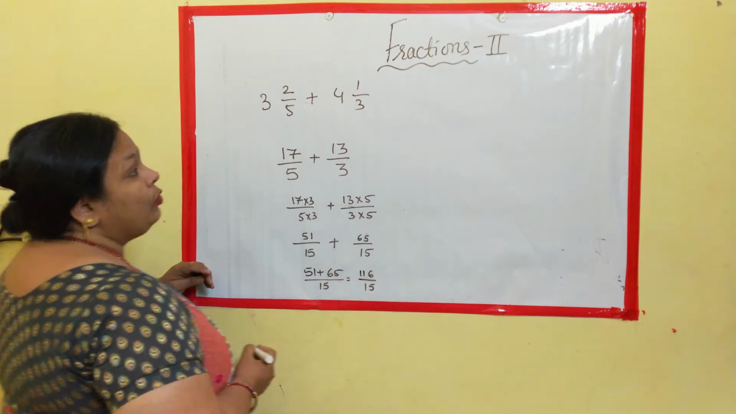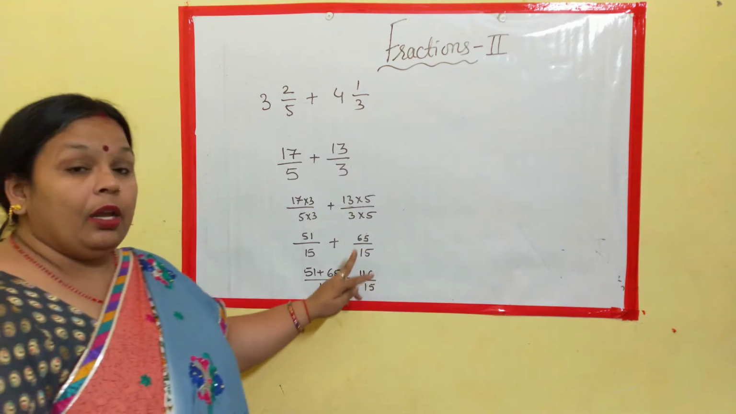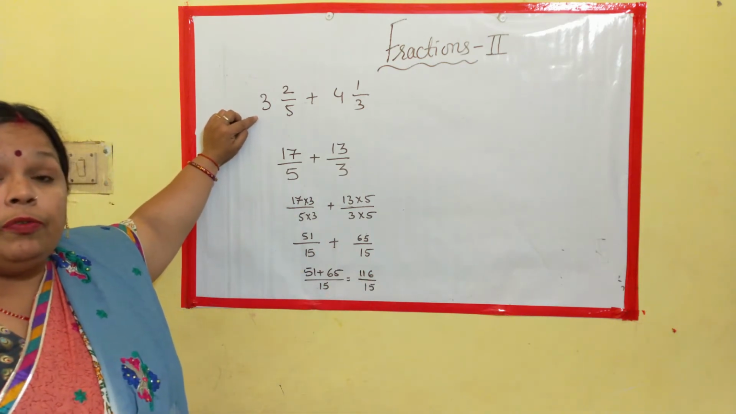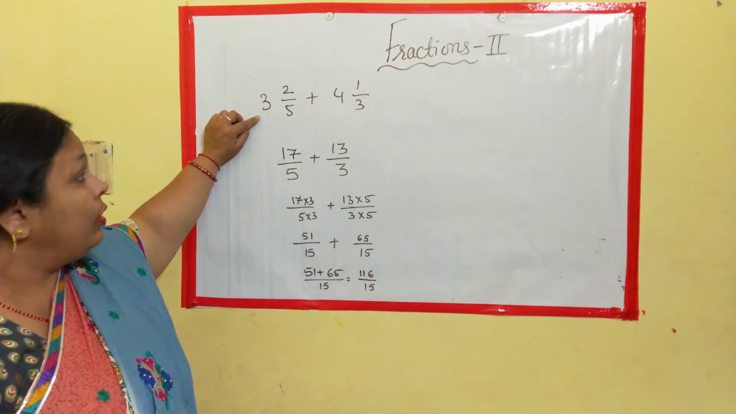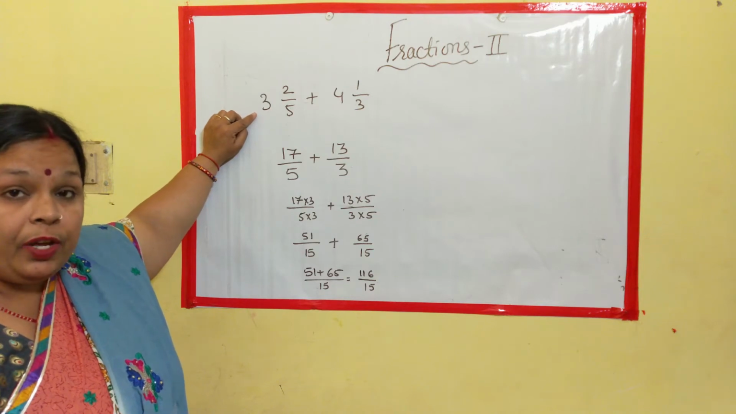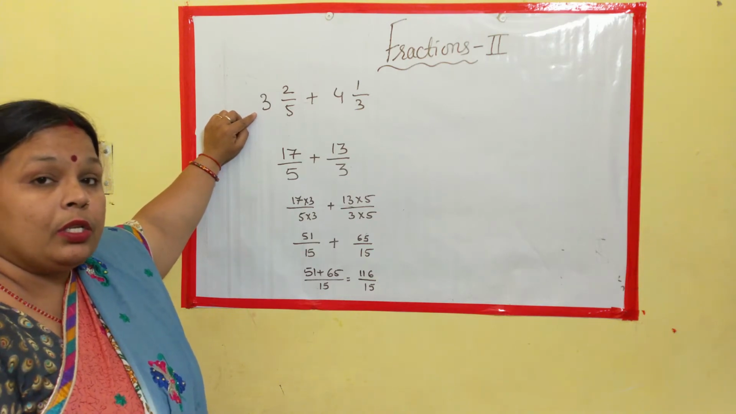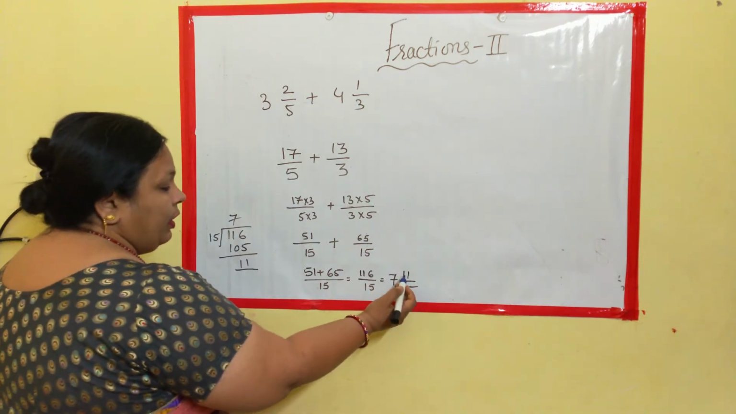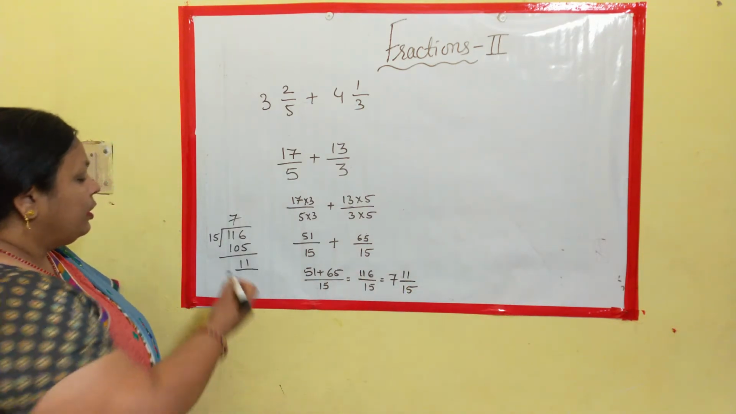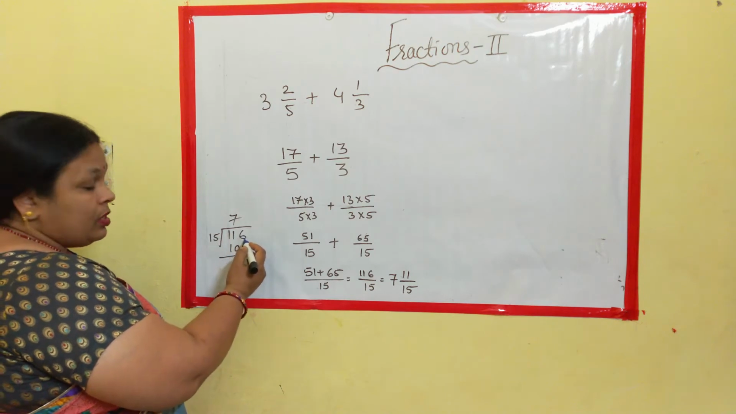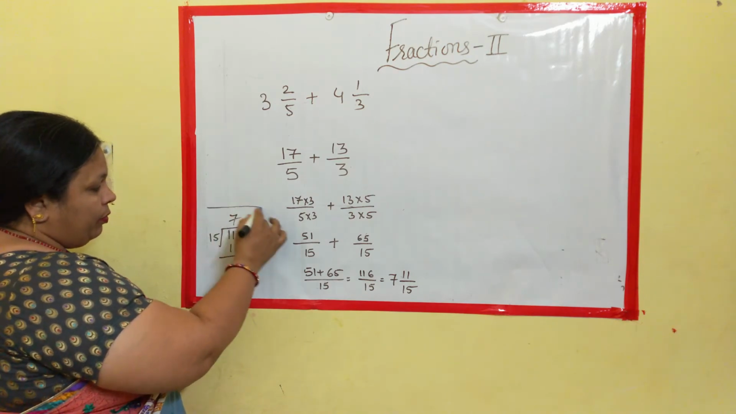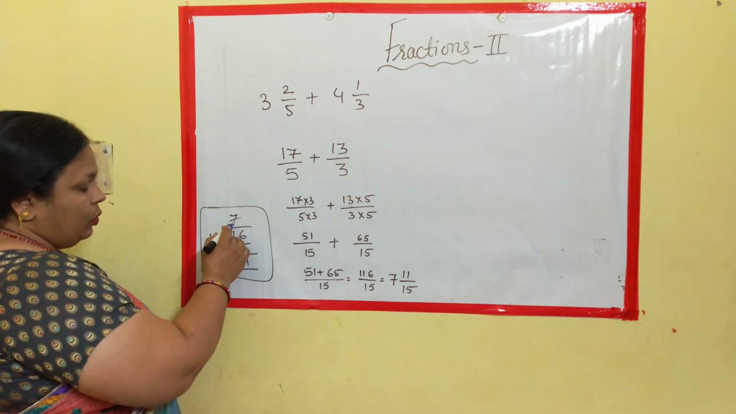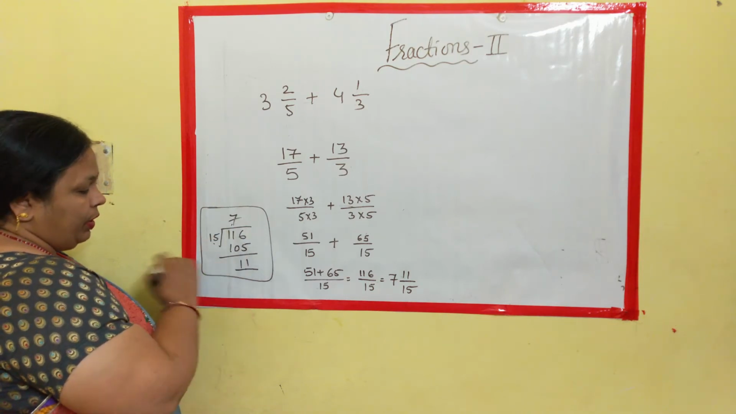Now we need to simplify it and write it in the mixed format. So in short, if we are writing an addition of mixed fractions, we are going to get the result as mixed. That is 7 11 by 15. How we got this? We have done the division part here, and this is your remainder, this is your whole number part, and this will be your numerator part.